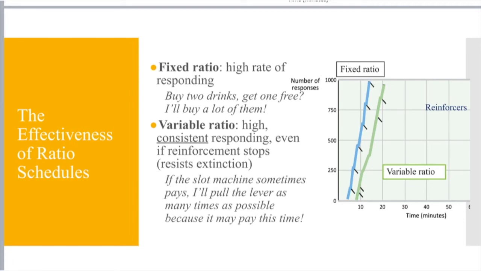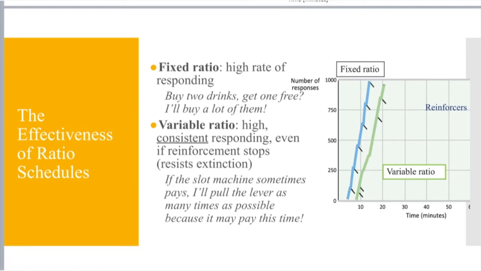So, right, if we're talking fixed ratio, buy 2 drinks, get 1 free, I'm going to buy a lot of drinks. Actually, right now at my grocery store, 12 packs of Diet Coke are buy 3, get 2 free, and it's like a killer deal. And I'm like, I might go buy 6 and get 4 free, because why not? But that's the idea of fixed ratio, right? There's a high rate of response.